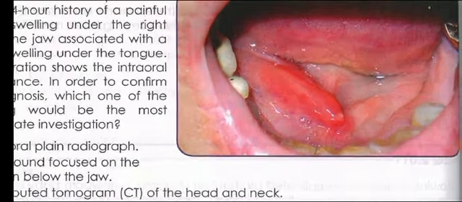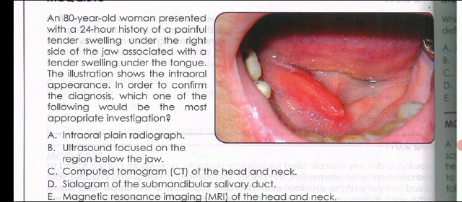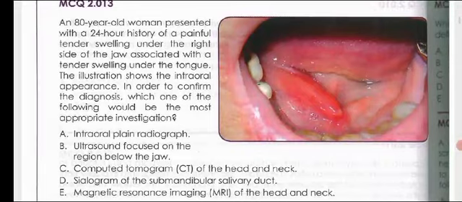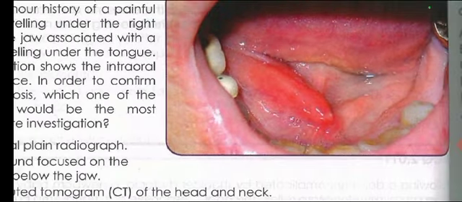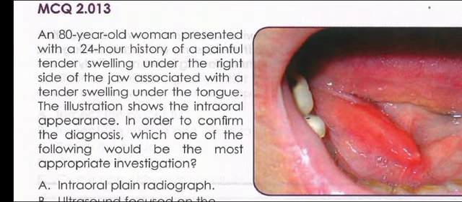So here is the picture in which we can see a painful, tender swelling under the right side of the jaw associated with a tender swelling under the tongue. Swelling is there under the tongue and right side of the jaw. And the history is very short, which is a 24-hour history of painful tender swelling under the right side of the jaw associated with this tender swelling under the tongue.